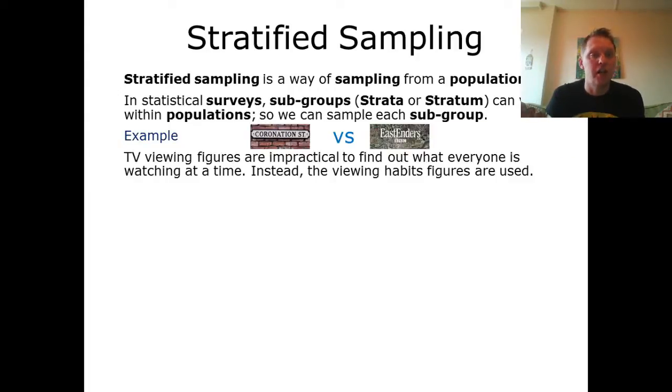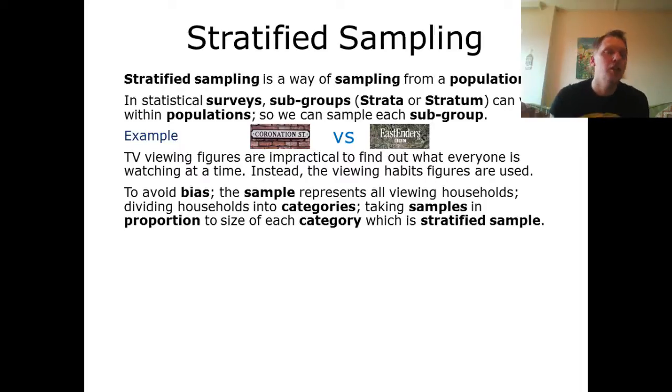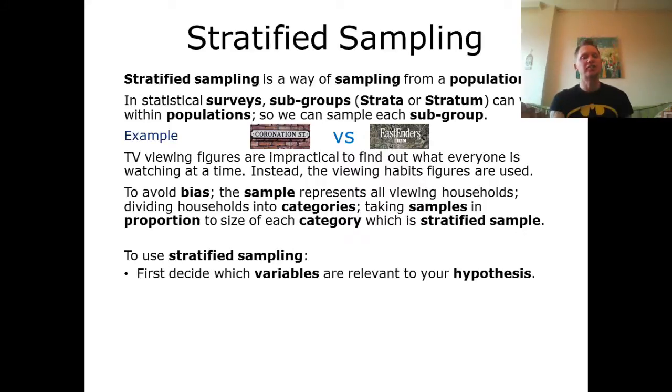So as an example, we've got two well-known shows here, and if we were looking at something like TV viewing figures, it would not be easy for us to see how many people are viewing these programs at a given time. So instead we look at viewing habits. We take a sample to represent all the viewing households. We divide these into categories, so into subgroups, and then take proportions of each one of these, and this would make our stratified sample.